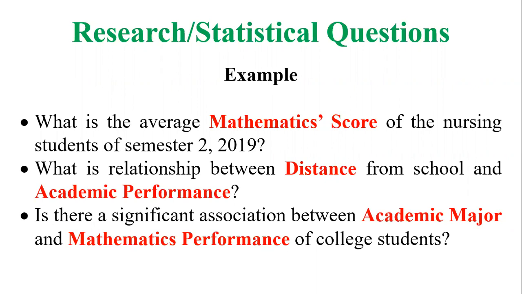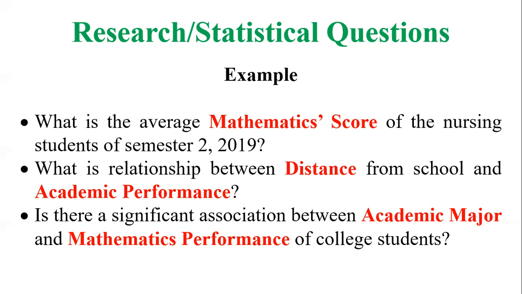What is the relationship between distance from school and academic performance? That's research question number 2. Distance is a variable. It's quantitative continuous because you've got to measure distance. Academic performance is quantitative discrete because you've got to count your grades.